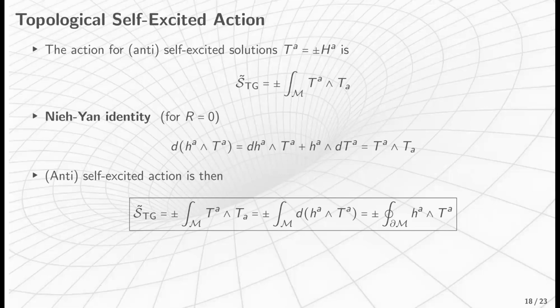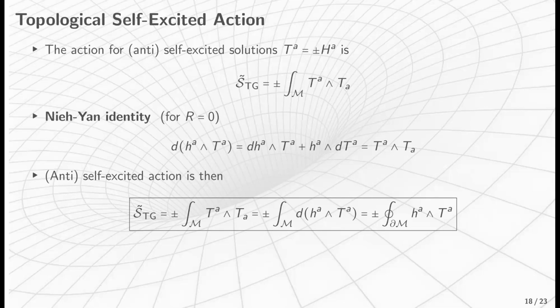And it comes from something which people usually call the Nieh-Yan topological term, which is related to the Nieh-Yan identity, which was discovered in 1982, if I remember correctly. So basically, the idea is that you can immediately show this relation, which is like a two-line calculation, using only Bianchi identities and the definition of a torsion, and you can show that this T wedge T, torsion wedge torsion, is actually the divergence of this H wedge torsion.